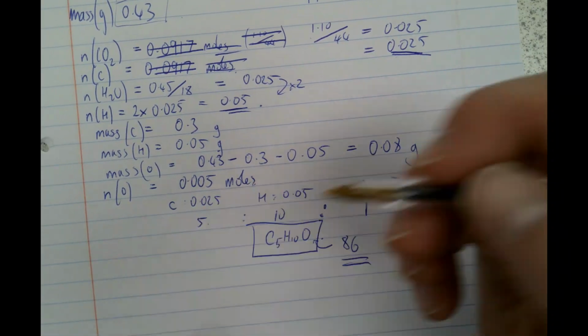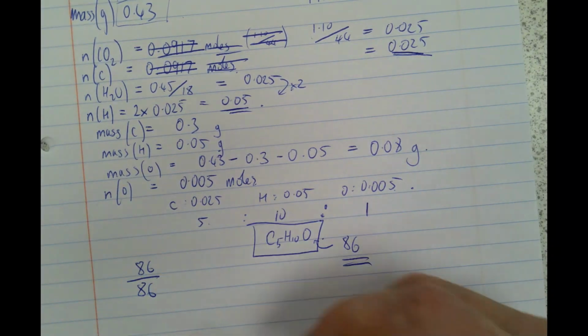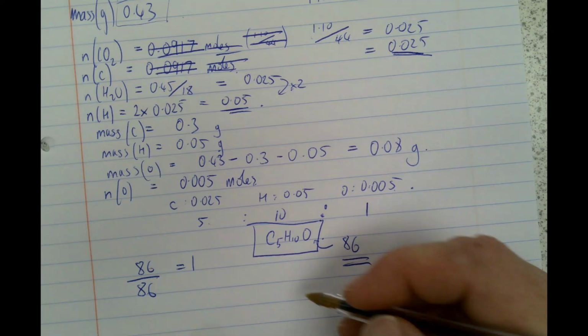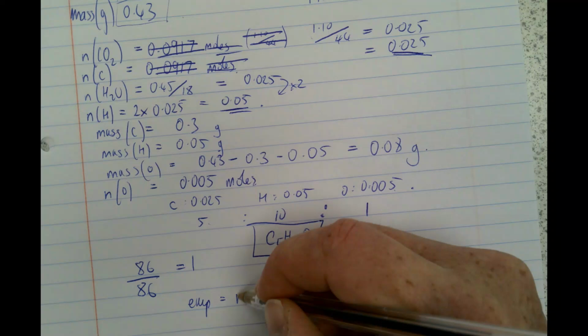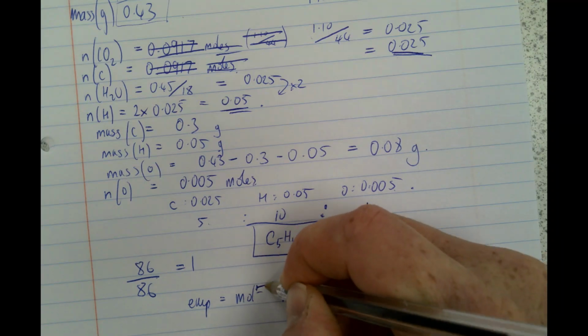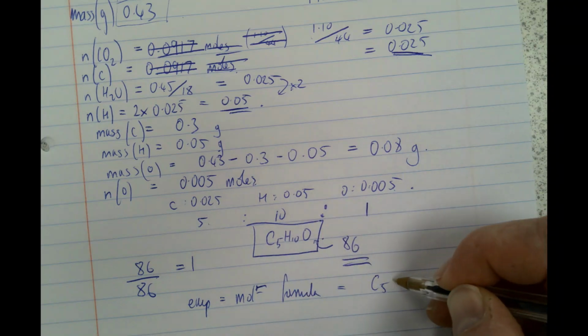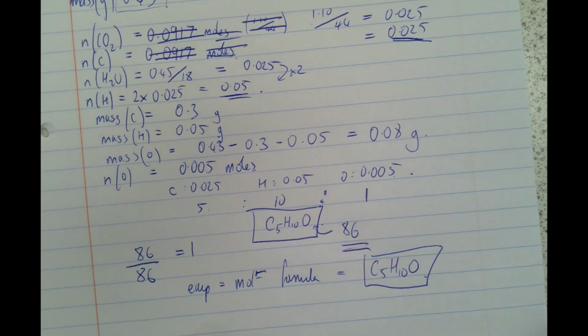To show that in an exam, you do 86 divided by 86, which would be in the question if it wasn't a mistake, is equal to 1. So that means empirical formula equals molecular formula. That's a little R with a line under it, was equal to C5H10O. So you just show the examiner everything you know along the way.